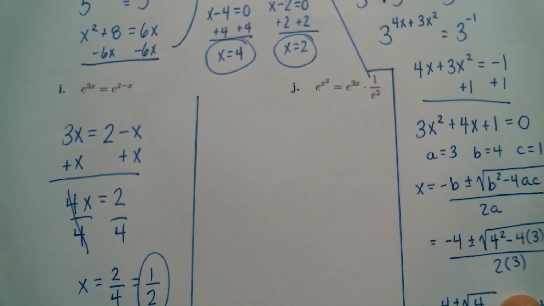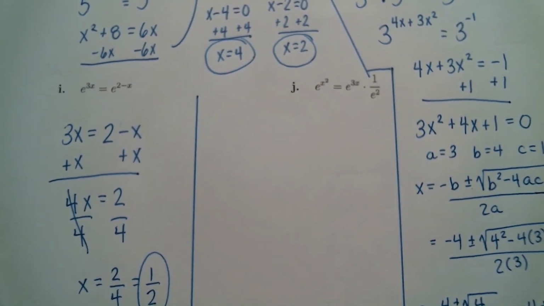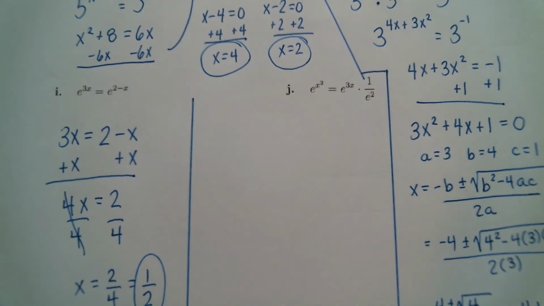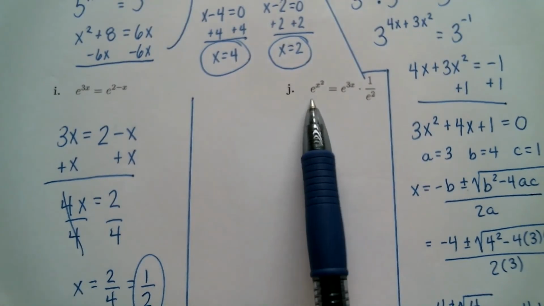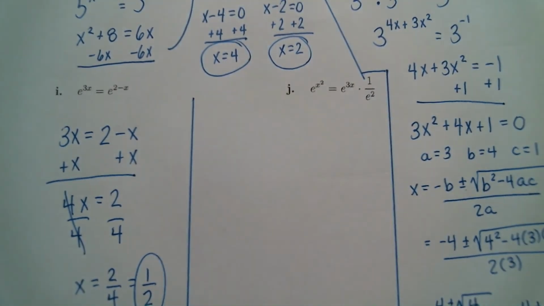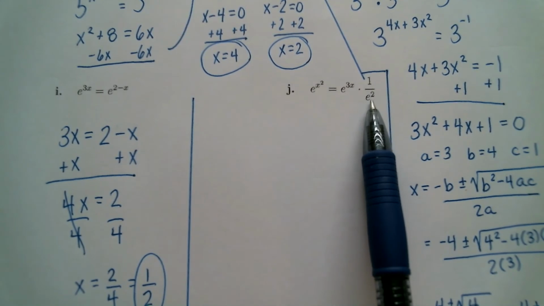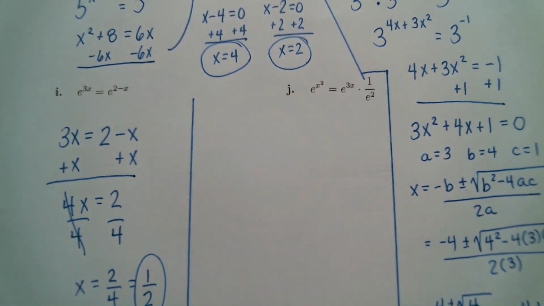Okay, and your equation is e to the x squared is equal to e to the 3x times 1 over e squared. There's three little pieces to this equation. You've got this part, and this part. Each part needs to have base e. We're good on this one and we're good on this one. So you can't really have a fraction here. I need to see e to a power, not 1 over e to a power. Okay, so we need to eliminate that fraction.